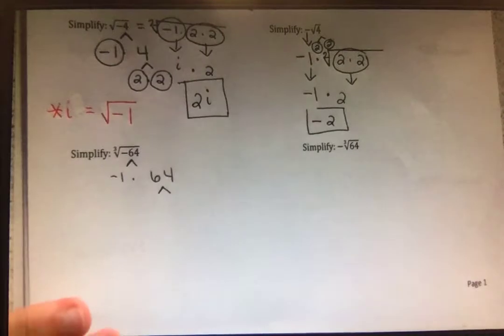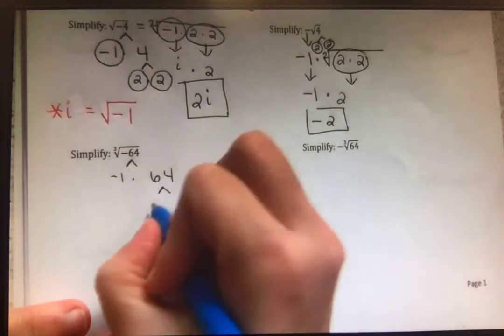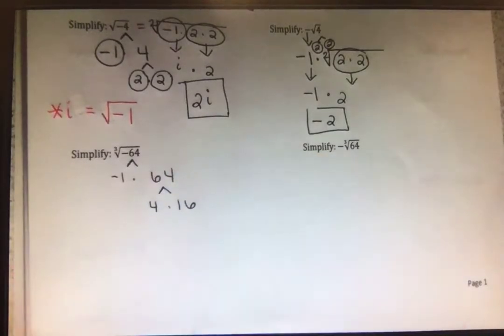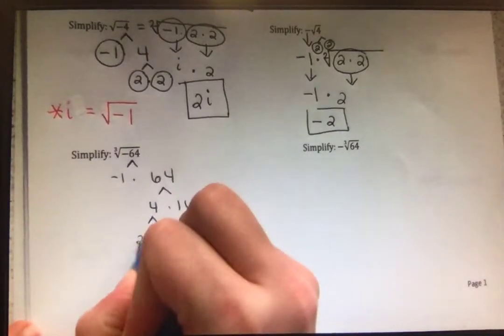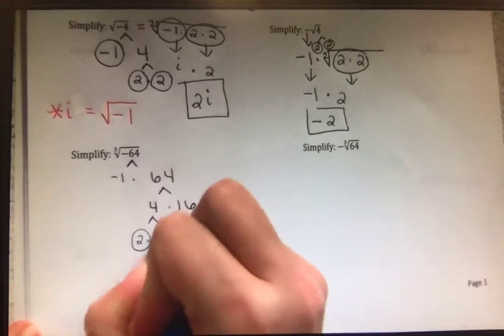64 we know is 4 times 16, and you could do 8 times 8, you can do whatever, 2 times 32, either way you're going to get the same answer in the end. So breaking down 4, 2 times 2, 2 is done so it gets circled.